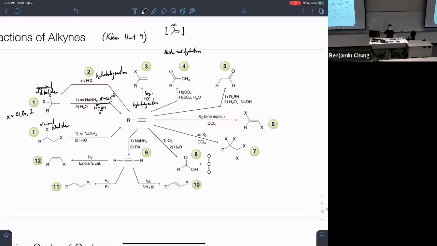And in next week's lecture, we'll talk about keto-enol tautomerism. But basically, this species here, this enol intermediate, tautomerizes to give you the product shown here. You can also think about this as the Markovnikov product, because your oxygen is being added to the more substituted carbon.